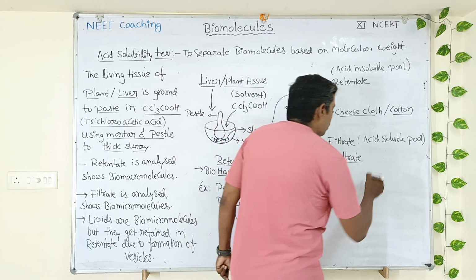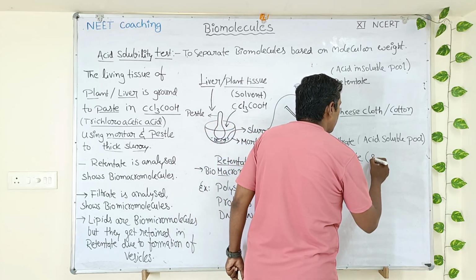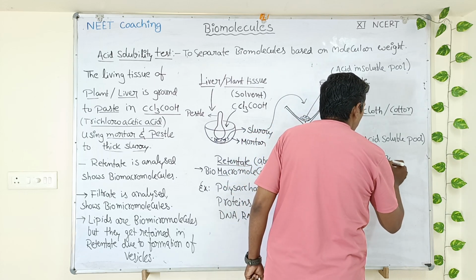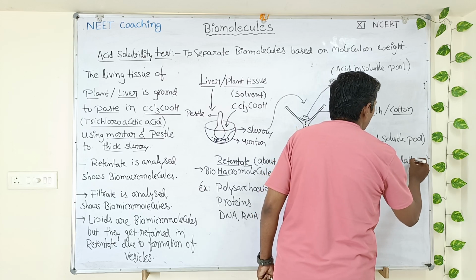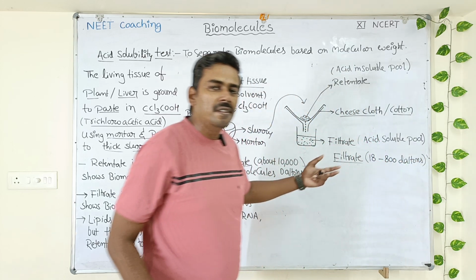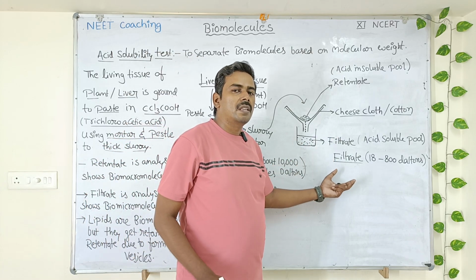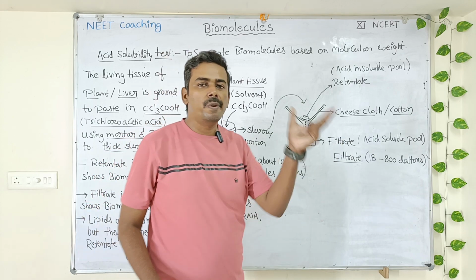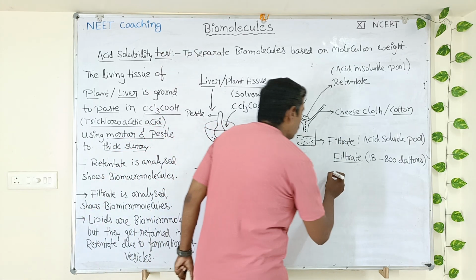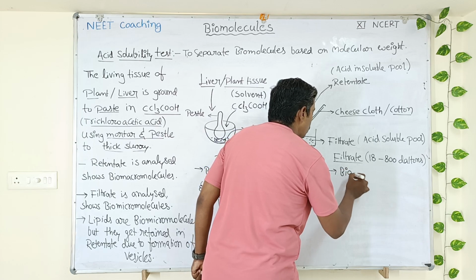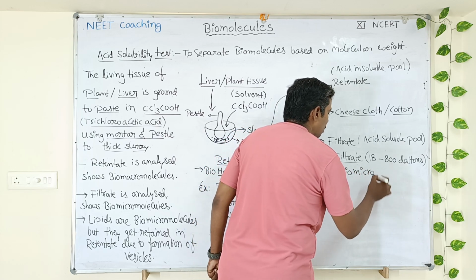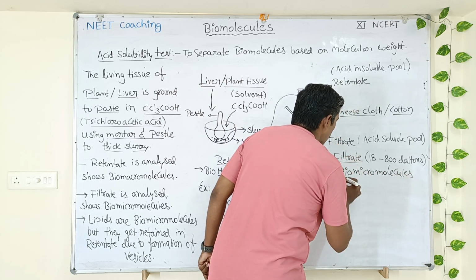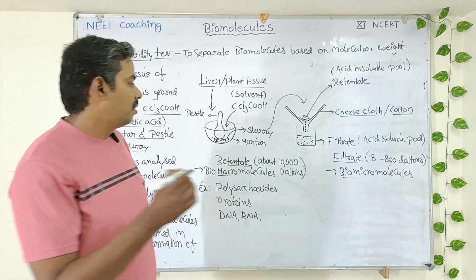Okay, and the molecular weight was between 18 to 800 daltons. So in the filtrate, scientists have found that most of the molecules had the molecular weight in the range of 18 to 800 daltons only, not beyond 800 daltons, and they called these molecules biomicromolecules because they are small molecules. So what were the different biomicromolecules they detected?